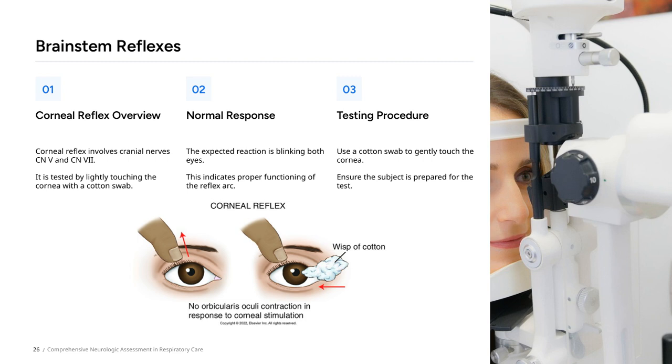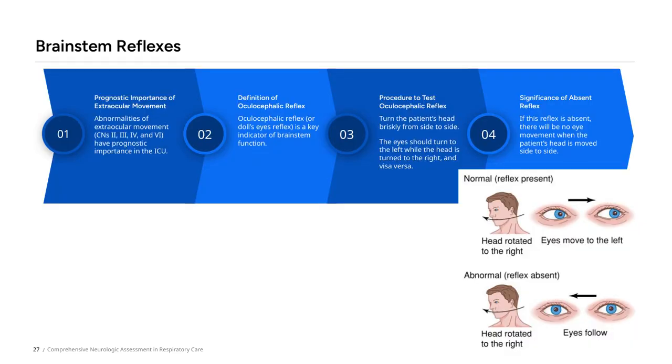Let's discuss brainstem reflexes and their importance in respiratory care. Abnormalities in extraocular movement, which involve cranial nerves II, IV, and VI, are actually quite significant in the ICU setting. These movements can tell us a lot about a patient's neurological status and prognosis. One of the key reflexes we rely on is the oculocephalic reflex, also known as the doll's eyes reflex. This reflex is a critical indicator of brainstem integrity. To test it, we turn the patient's head briskly from side to side.